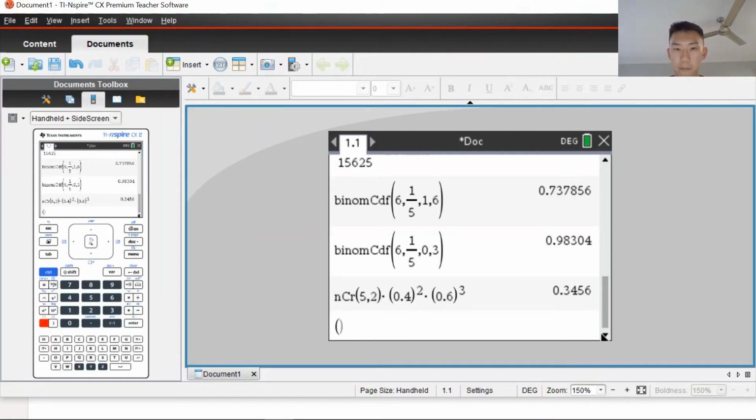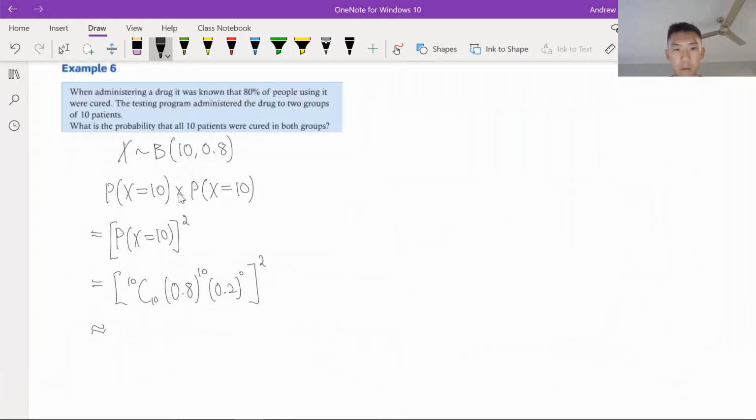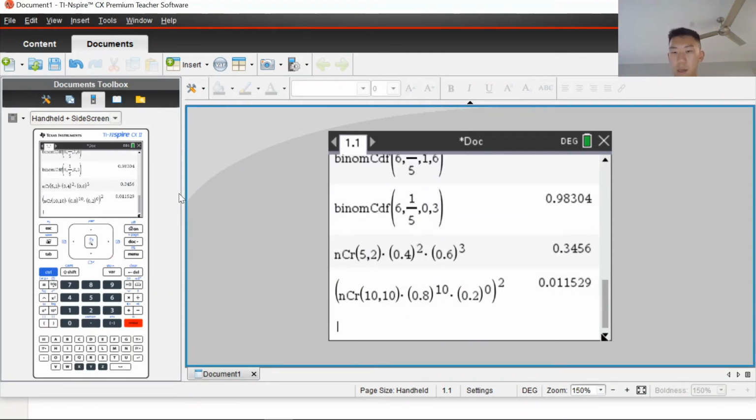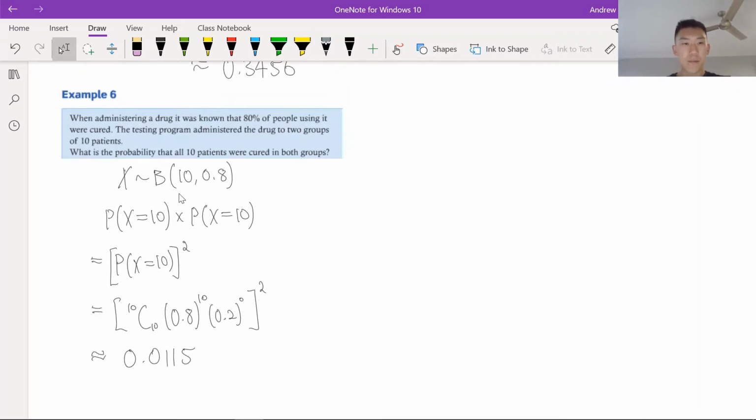Bracket, 10C10, 0.8 to the power of 10 times 0.2 to the power of 0, all squared, okay, which is 0.0115. So about 1.15%, which is quite low. Which kind of makes sense. Even though it's an 80% cure rate, we want every single person to be cured, so it wouldn't be that likely. Okay, let's keep going.